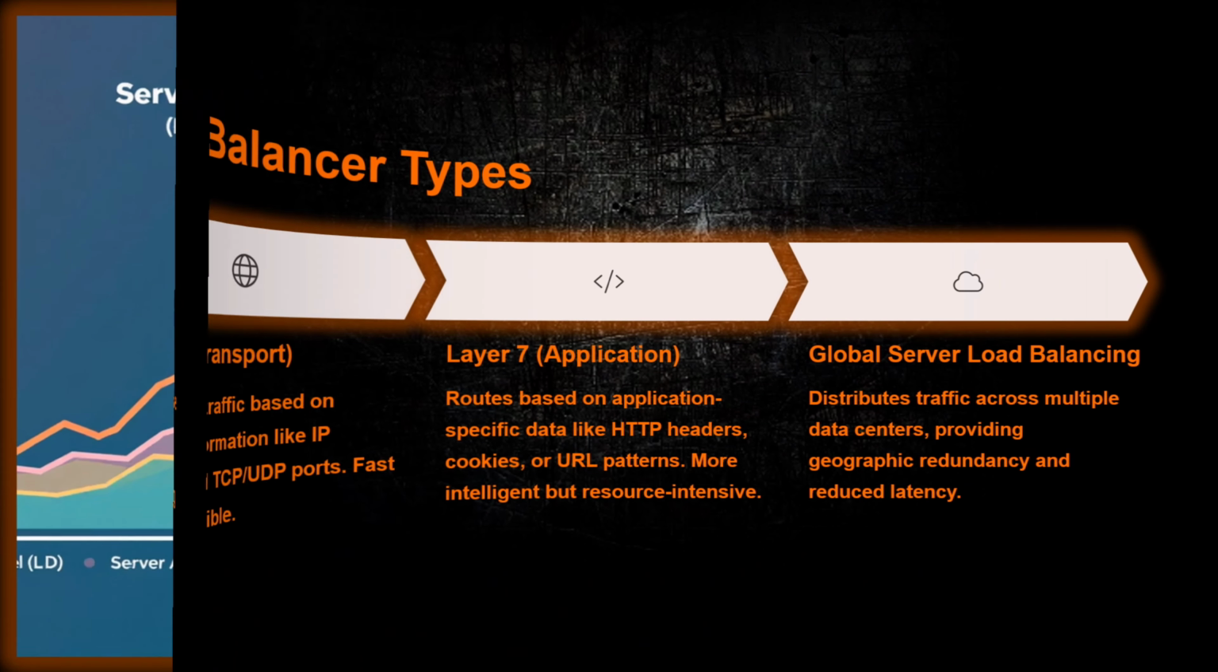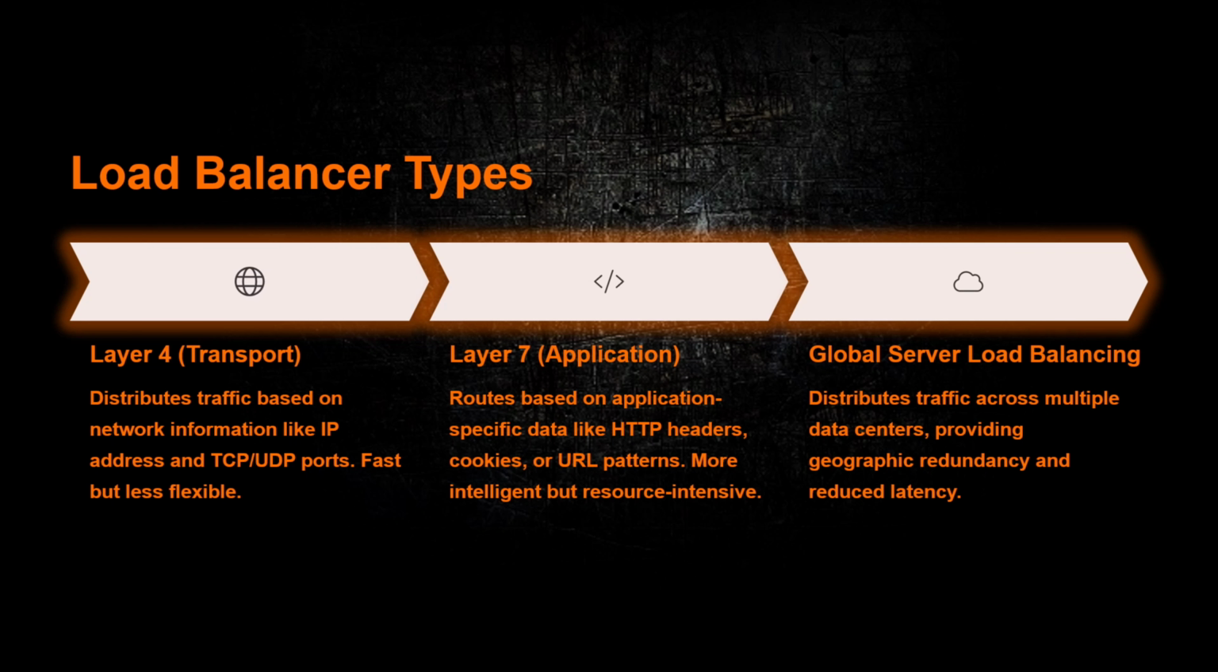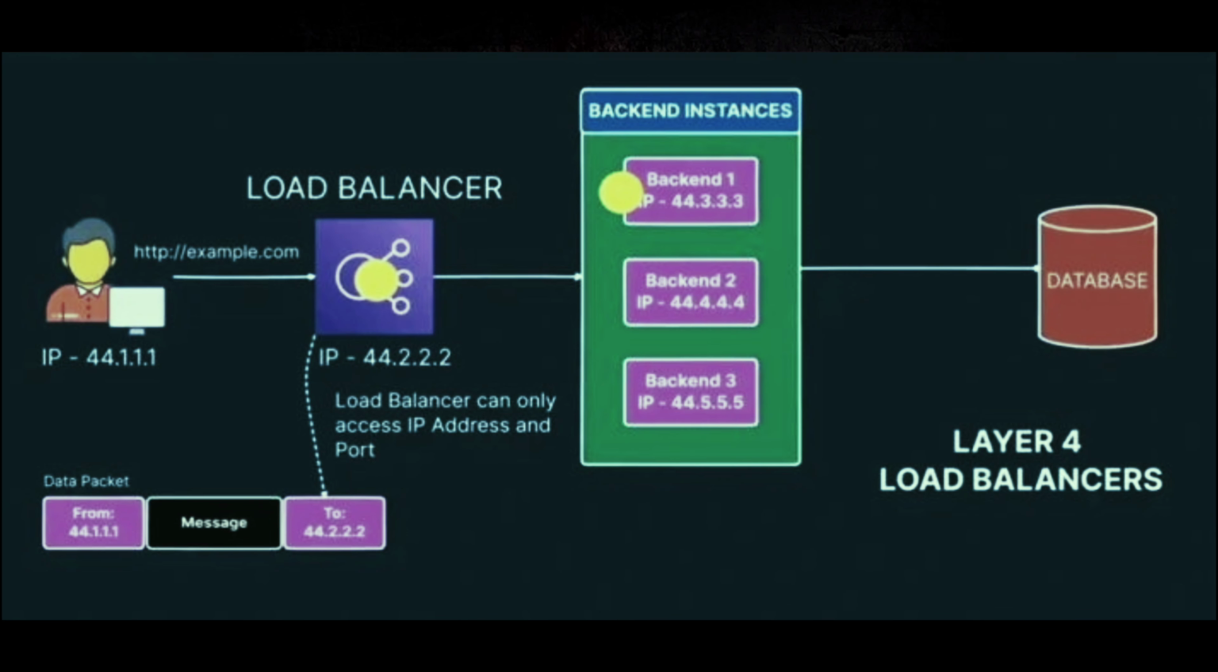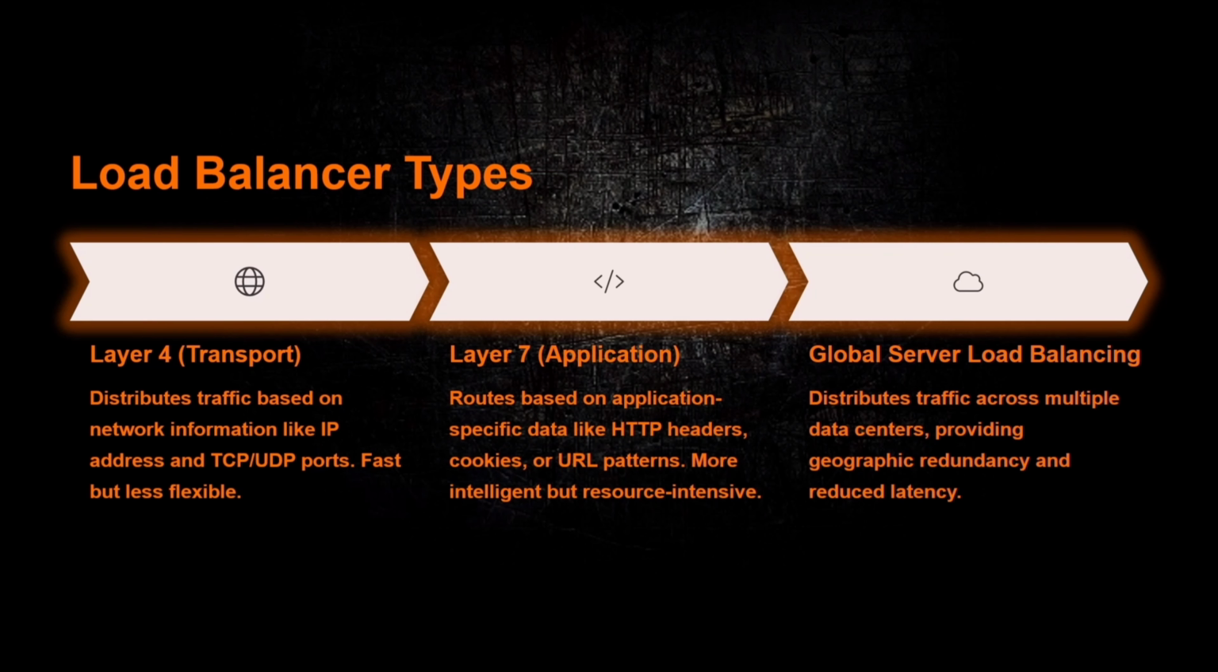Now that we understand how load balancing works and the algorithms behind it, let's dive into the different types of load balancers you will encounter in the real world. These mainly differ by where and how they operate in your network. Firstly, we have layer 4 load balancers. These work at the transport layer. They distribute traffic based on basic network information like IP addresses and TCP or UDP ports. Because they use low-level info, these balancers are very fast but less flexible when it comes to complex routing.